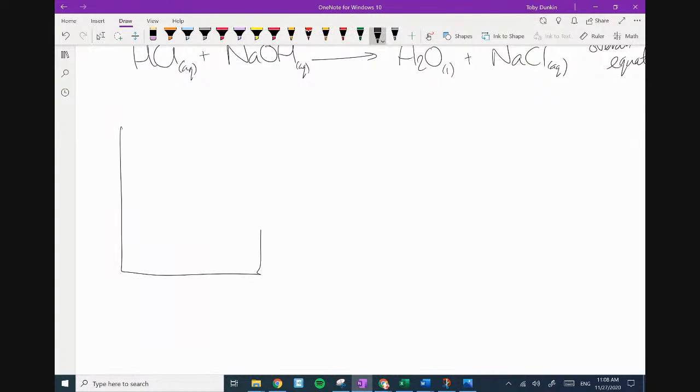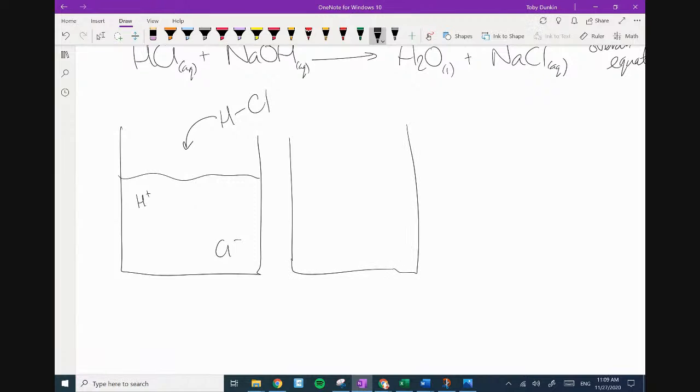Because here's what's actually happening. You've got a beaker of HCl. Now, HCl is covalent, but when it goes into water, it ionizes. You've got a beaker of these guys. Sodium hydroxide, what does sodium hydroxide look like? Sodium hydroxide went in as an ionic salt, metal, non-metal, and then dissolved, ionized, to form Na+ and OH-.